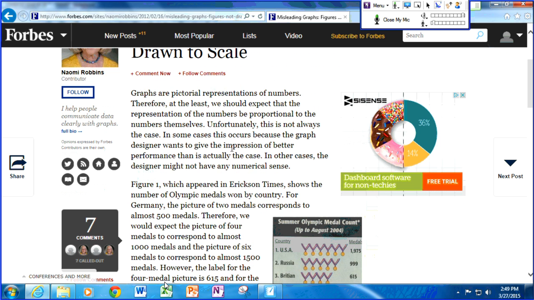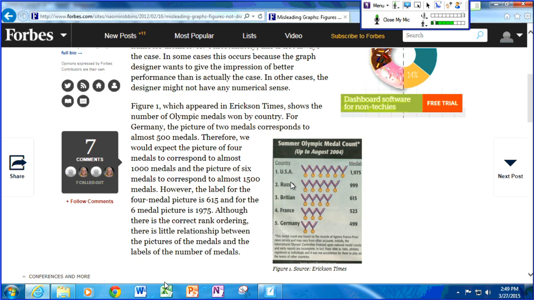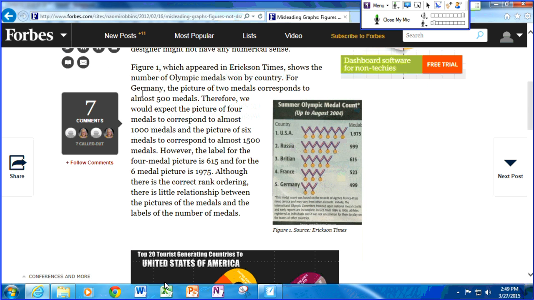All right. Yeah, so here's an example where they're trying to show a graph here. If you look at this, you can sort of see there is a problem. This shows 2,000 medals, almost 2,000 medals. 1, 2, 3, 4, 5, 6. So each medal out of the almost 2,000 corresponds to about 300 medals, right?